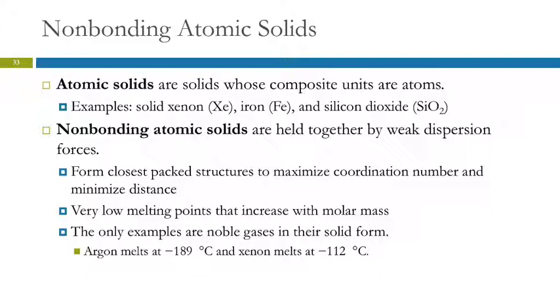In the atomic solids, the non-bonding atomic solids are just held together by dispersion forces. These will form closest packed structures to maximize the coordination number and minimize the distance between the atoms. These are going to have extremely low melting points. The only examples of non-bonding atomic solids are noble gases in their solid form. And here's xenon, the largest noble gas, which melts at minus 112 degrees Celsius. That's a low melting point, right? I would qualify that as extremely low.